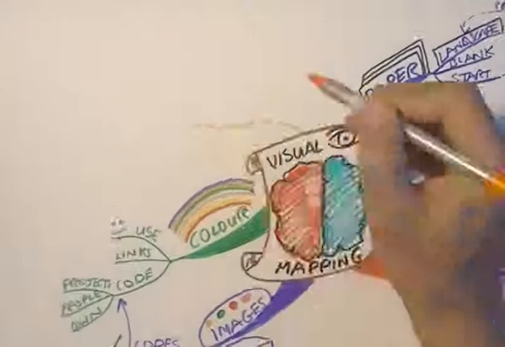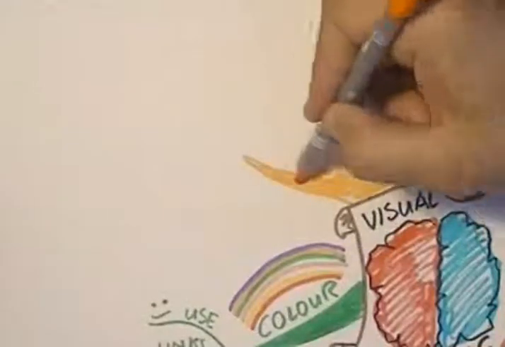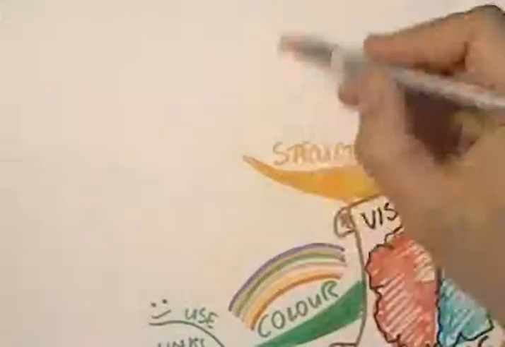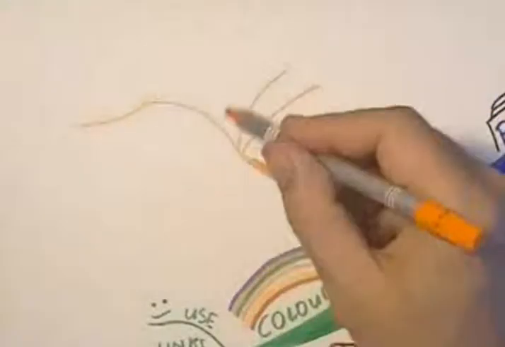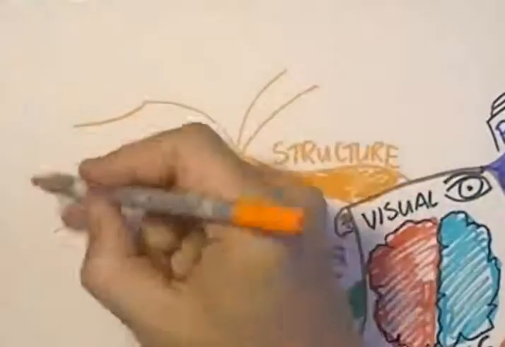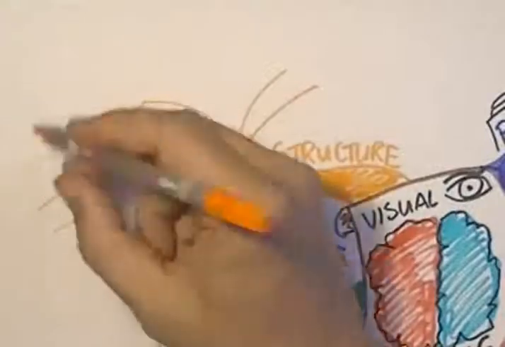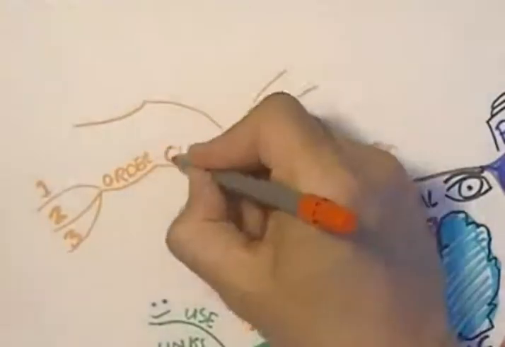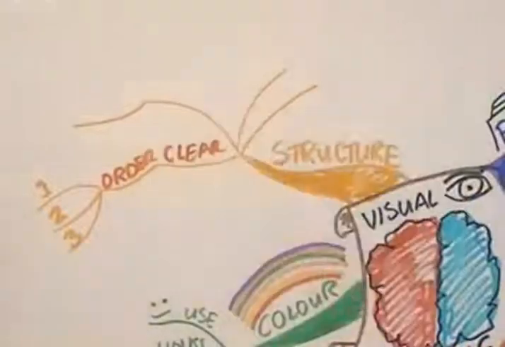The final branch is all about the structure within a visual map. You have a very clear structure within visual mapping. You have a central image, you have key topics, and you have information that connects to those key topic areas. You can make it even clearer and even more ordered by using numbers to sequence things that can further enhance the structure within the visual map.